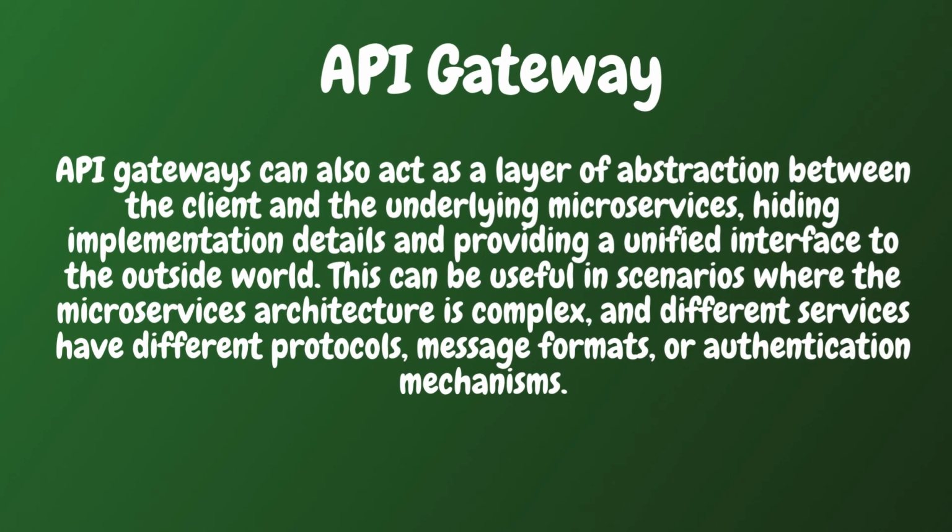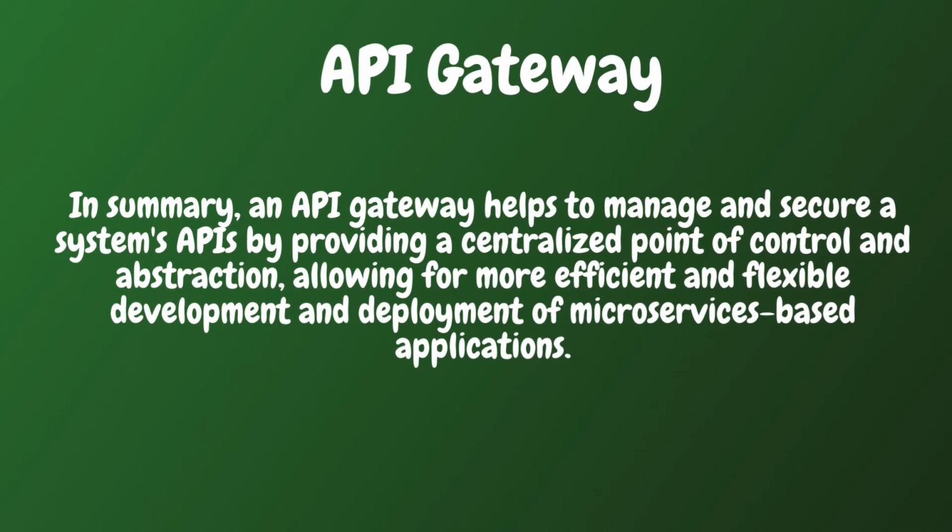API gateway can also act as a layer of abstraction between the client and the underlying microservices, hiding the implementation details and providing a unified interface to the outside world. This can be useful in scenarios where the microservice architecture is complex and different services have different protocols, message formats, and authentication mechanisms. To conclude, an API gateway helps to manage and secure a system's APIs by providing a centralized point of contact and abstraction, allowing more efficient and flexible development and deployment of microservices applications.